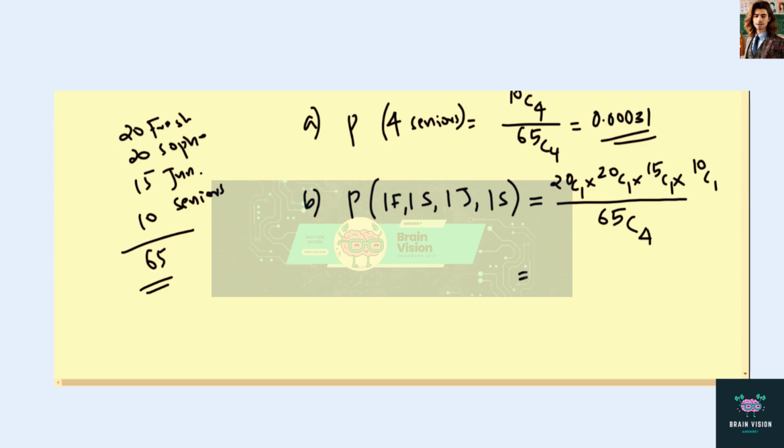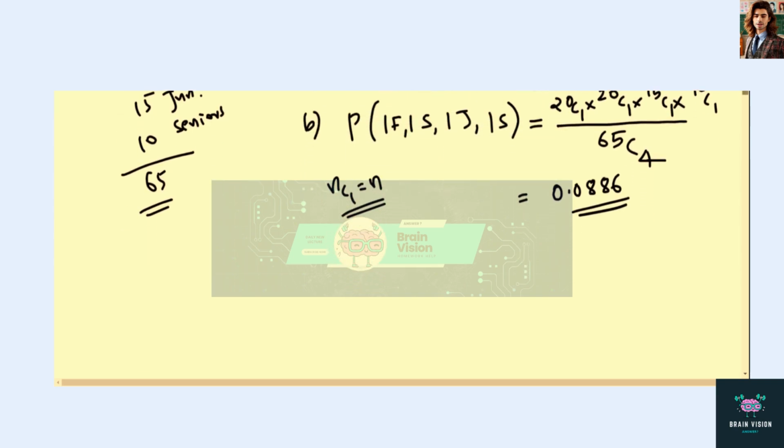Again we can reduce this. We know NC1 is equal to N, so 20C1 will be 20, 20C1 will be 20, 15C1 will be 15, and 10C1 will be 10. Substituting all these values, we get 0.0886. That is the required answer.